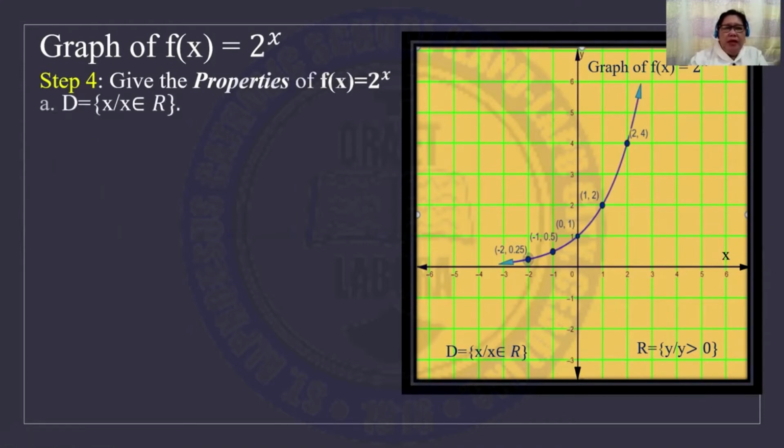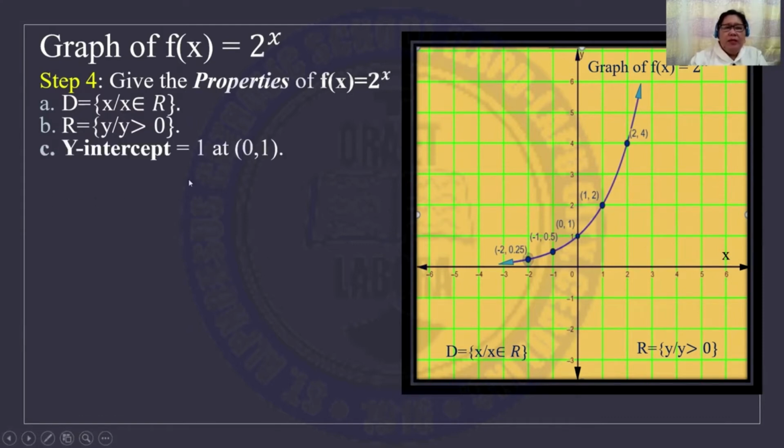For the domain, you have the set of x such that x is an element of real numbers, meaning you can use all the values of x. For the range, you have the set of y such that y is greater than 0, because the graph did not cross the x-axis, so you cannot use the negative y values.